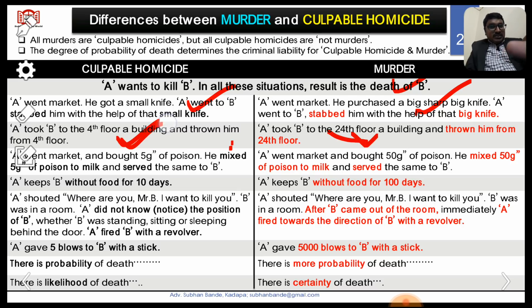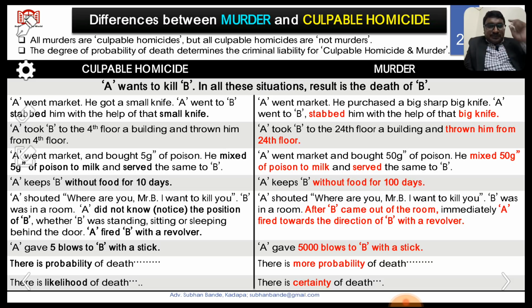In the first condition, there is a probability of death, or a likelihood of death. Coming to the second situation, whenever a person is thrown from the 24th floor of the building, there is more certainty of the death of Mr. B. This slight difference differentiates the concept of culpable homicide from murder. This is culpable homicide and this is murder, if we presume that all other conditions are similar.